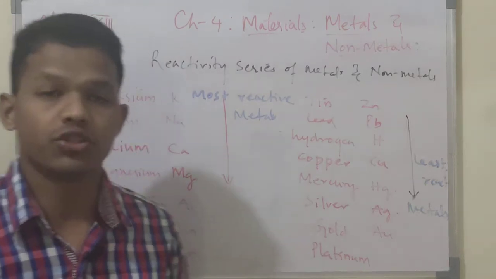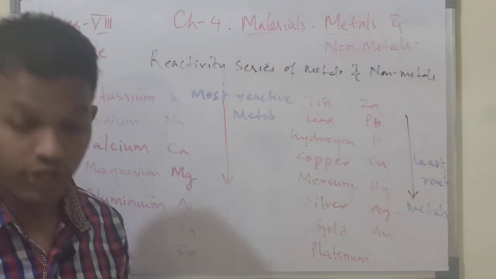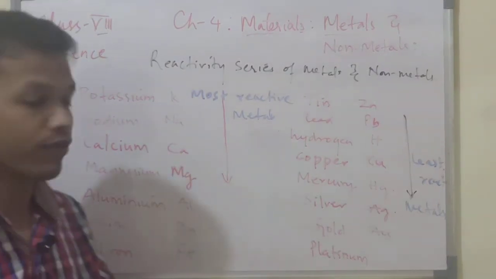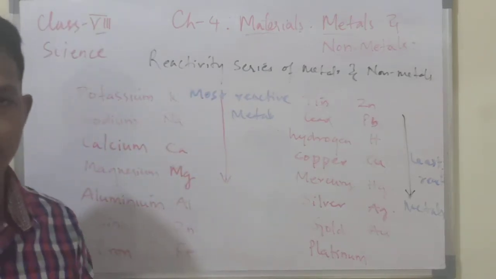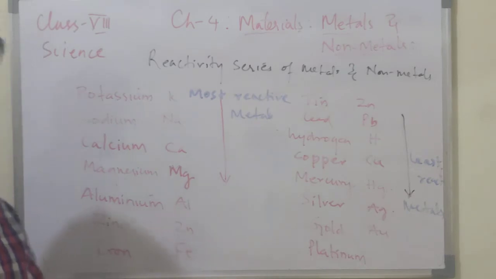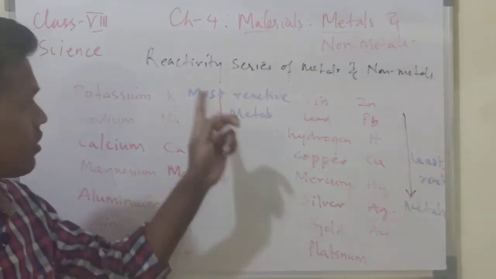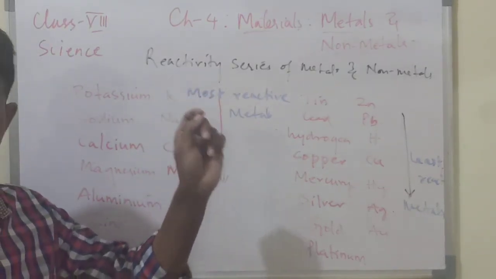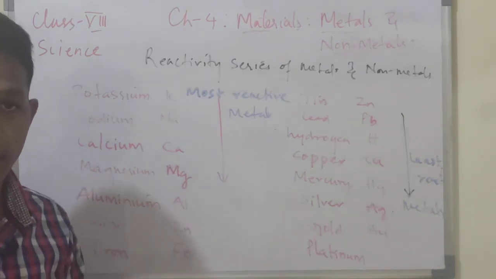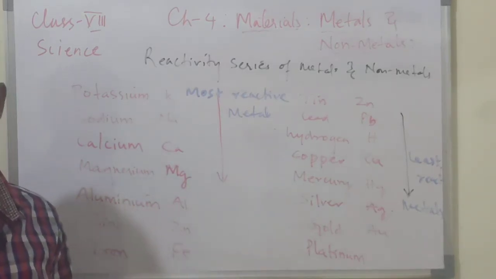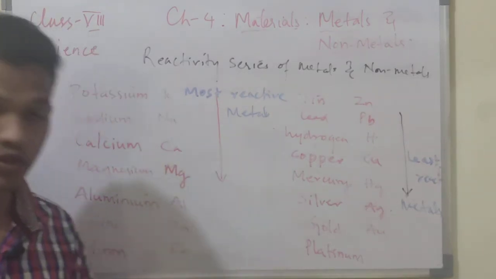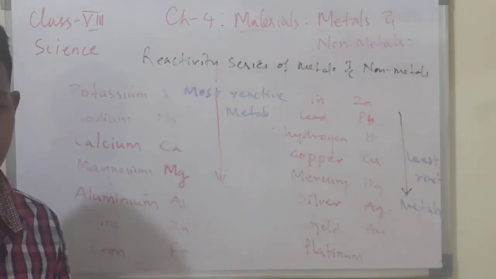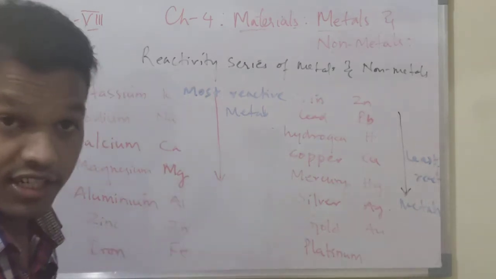Good morning, students. Today's chapter, which we have already discussed, is chapter number 4, Materials: Metals and Non-metals. We already discussed the chemical properties of non-metals. We have studied the reaction with oxygen and reaction with water, and today we are going to study reaction with acid and base.